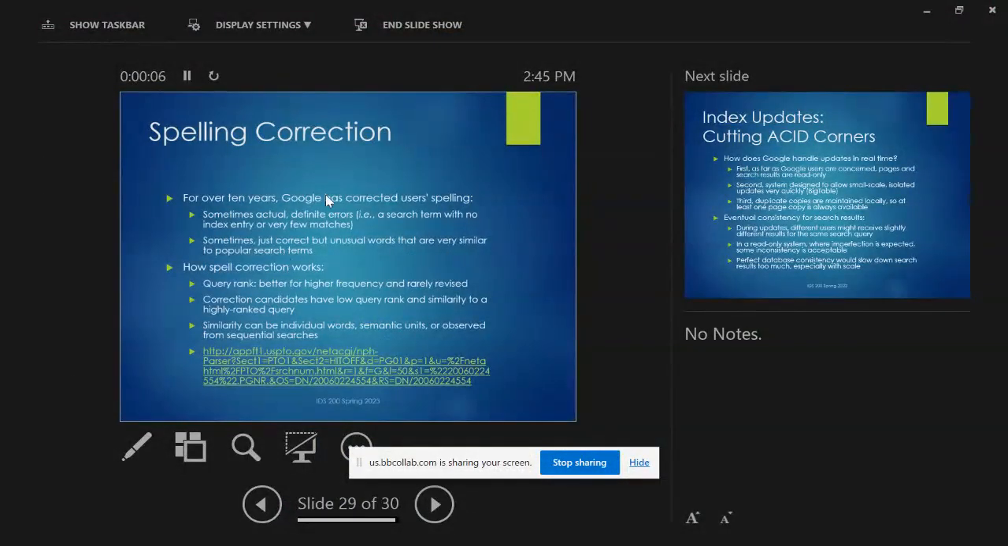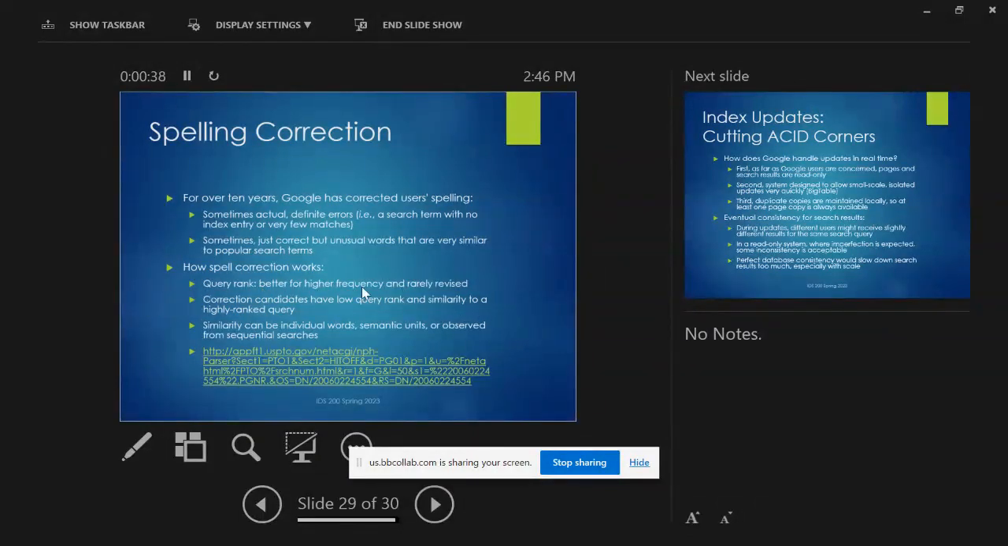So, the way it works is, first of all, Google decides on the query rank of any term or group of terms that is pulled out from your query. And it's better for terms that have high frequency, that show up in searches a lot, and are rarely revised. Revised means, imagine if you actually were trying to search something about Charlize Theron, and you typed in Charlie by mistake. Well, then you quickly go back and fix that, in the days before this sort of spell checking. But that's what we mean by rarely revised.